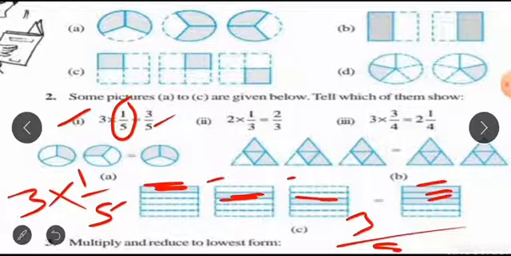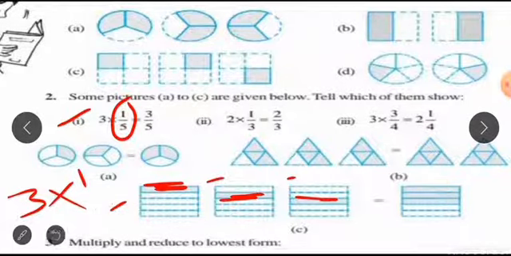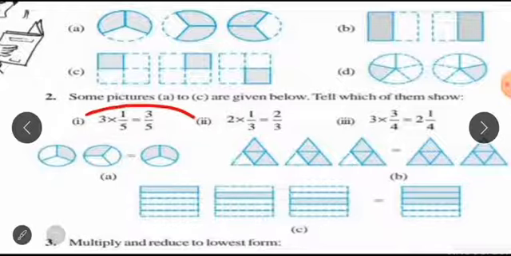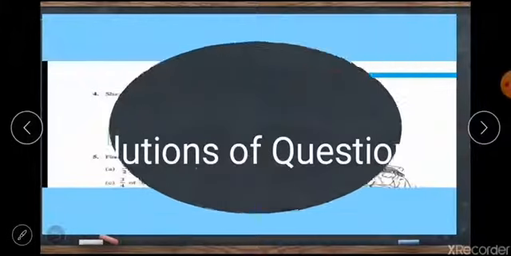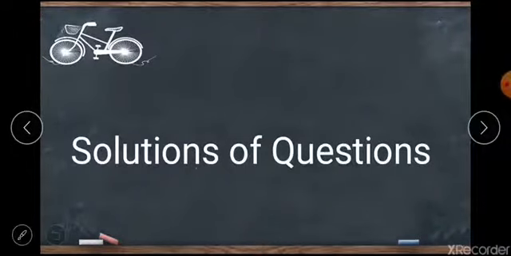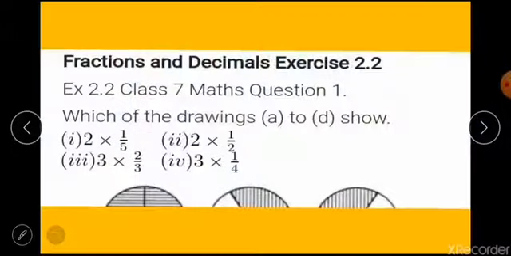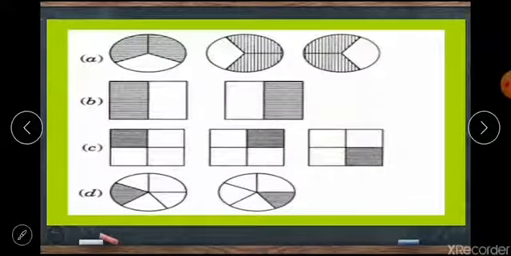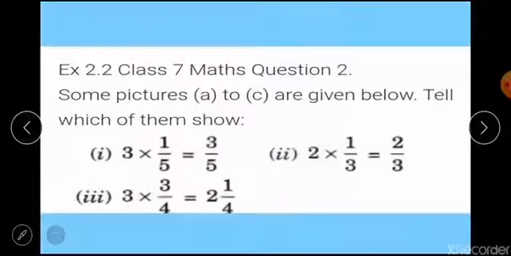So how can you write it down? Students, you will write down 3 into 1/5, that will be equal to 3/5, representing figure C. It means this represents our figure. So in the same way you can check the rest of the parts also. Now move to here, students. I gave you the solution for these questions. You can write from here also.